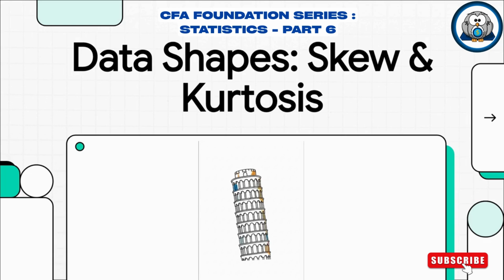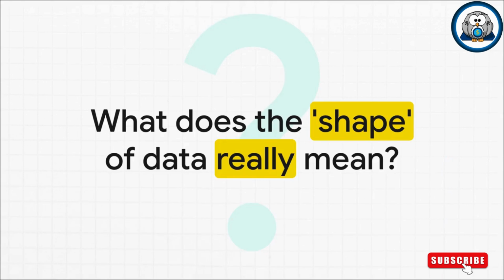Let's jump right in. So what do I even mean by the shape of data? Well, think of it this way. It's all about how the different data points are spread out. Are they all clustered together neatly in the middle? Or are they kind of lopsided? Are there a bunch of wild, extreme values that pop up out of nowhere? By the end of this, you'll have the tools to answer exactly that.